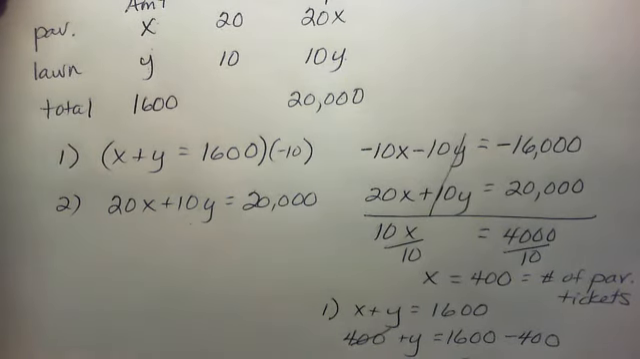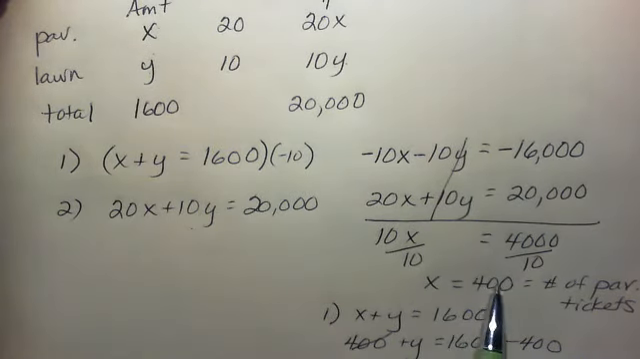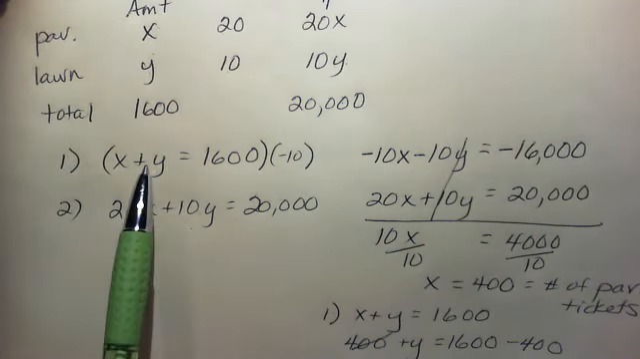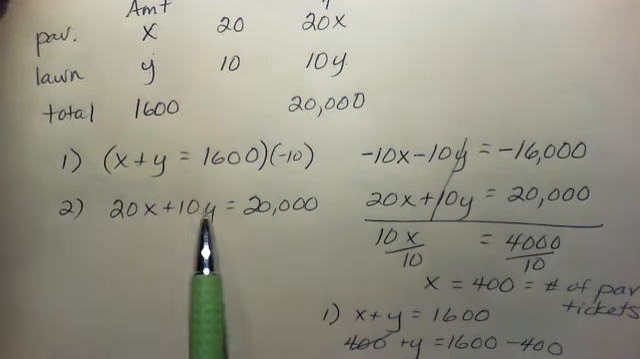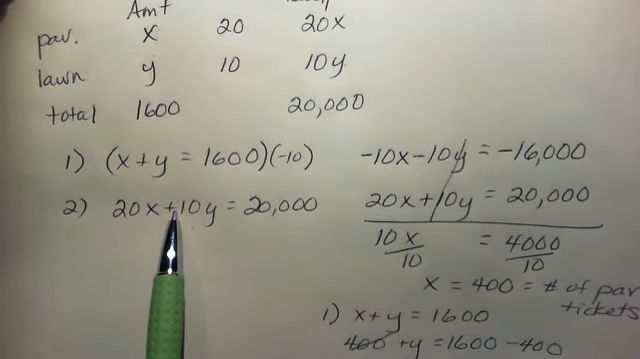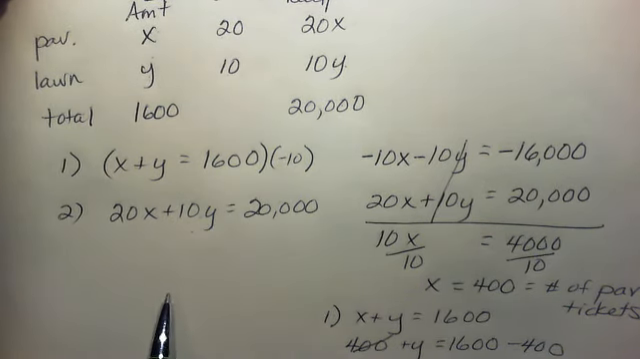Okay, now remember, the easy check for this is to say, do our x and y values add to 1600? It says 400 plus 1200. Yes, that adds to 1600. Now remember, we would need to put those numbers into equation 2 and check also that 20 times 400 plus 10 times 1200 really does equal 20,000. Okay, be sure to run your check on those.